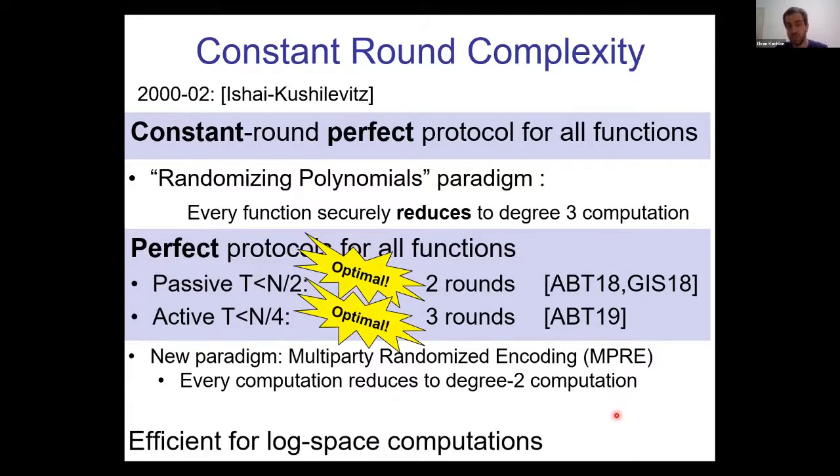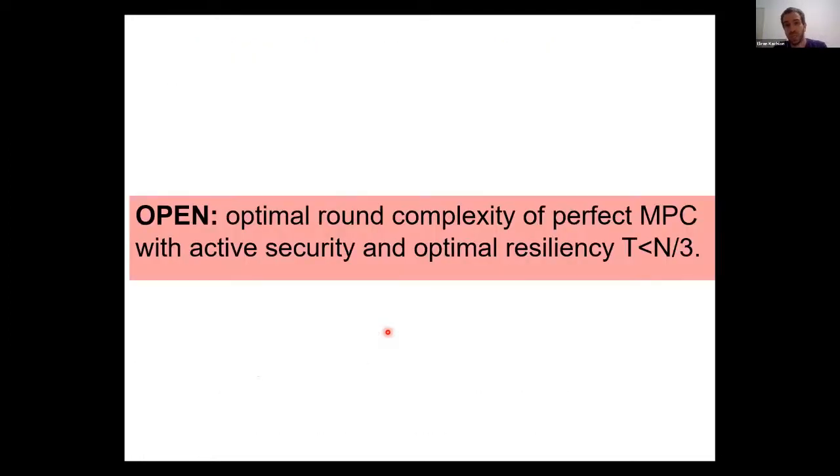Finally, I should mention that all the protocols in this slide are only efficient for log-space computations, but the results are still meaningful even when the protocols are inefficient because we consider unbounded adversaries. And the question of what is the optimal round complexity of perfect MPC with active security and optimal resiliency remains open.